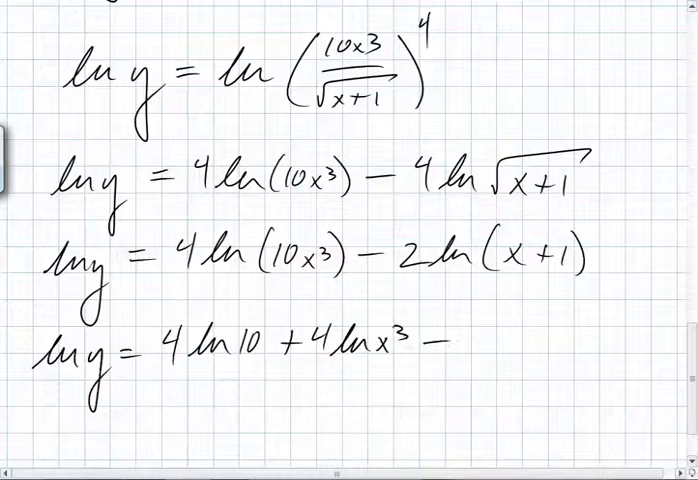X cubed minus 2 times ln of x plus 1. Have I done any calculus yet? Not really. All I've done is expand this. What can I do now at this point?